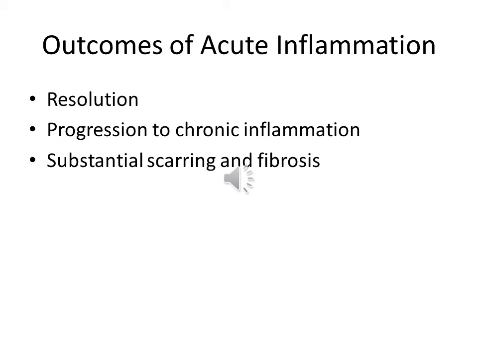Progression to chronic inflammation may occur if the cause of the inflammation is not removed. Depending on how much damage is done by the chronic inflammation and the ability of the injured tissue to regenerate itself, chronic inflammation may be followed by restoration to normal structure and function. Scarring and fibrosis will occur if the tissue is unable to regenerate or if there is substantial tissue injury.